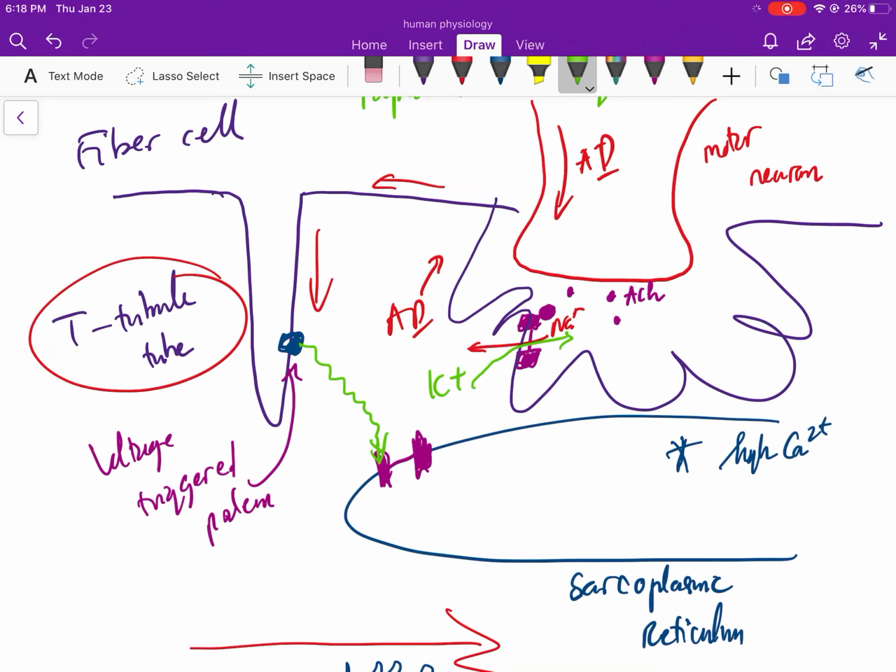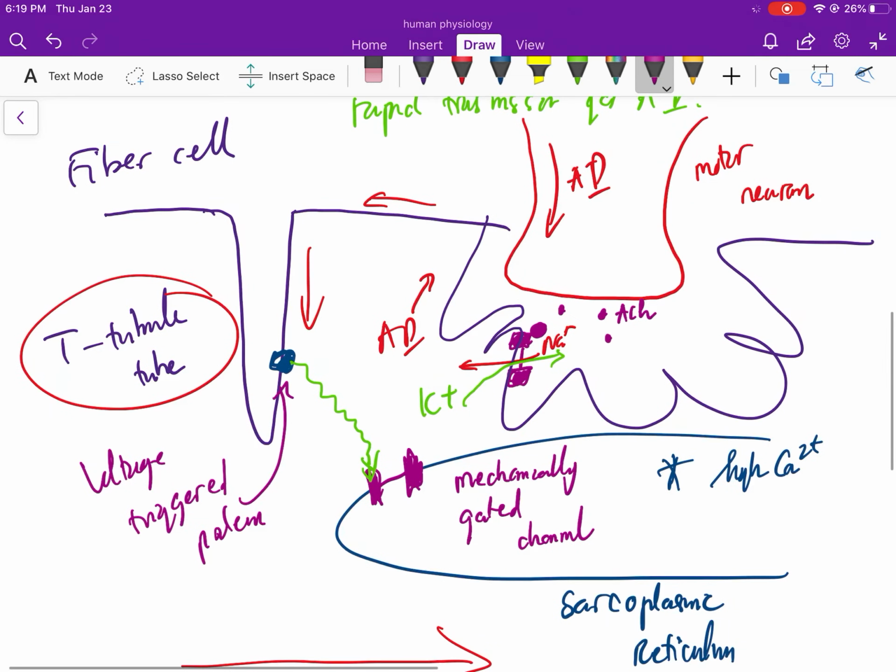And by the way, the voltage trigger protein, this is called dehydropyridine gate. I'm not sure, I don't really remember the name, but it is a voltage protein right here. And then we have this ligand. This is the mechanically gated channel. So this is the gate for calcium.